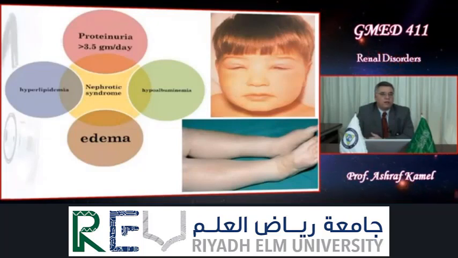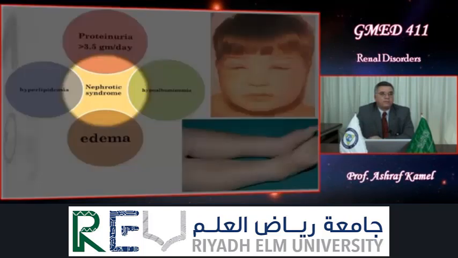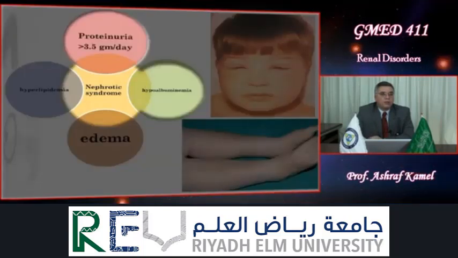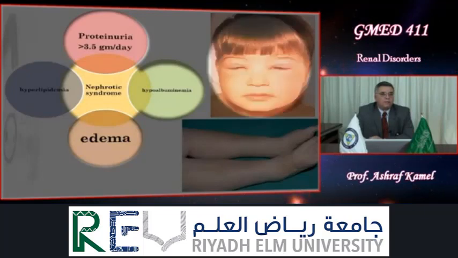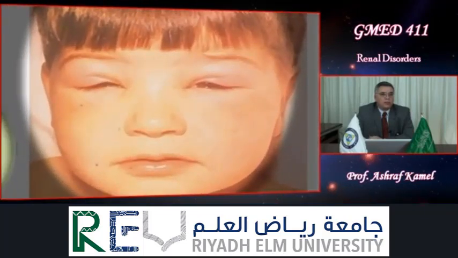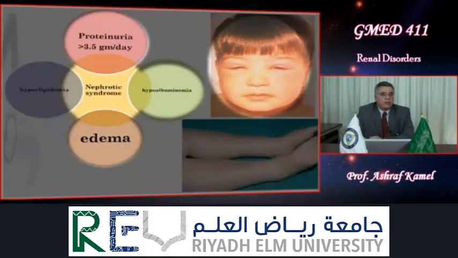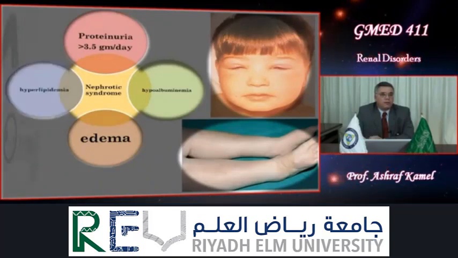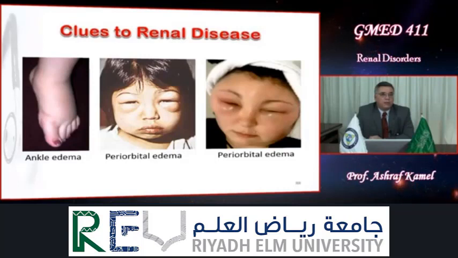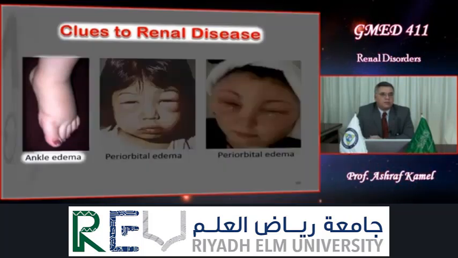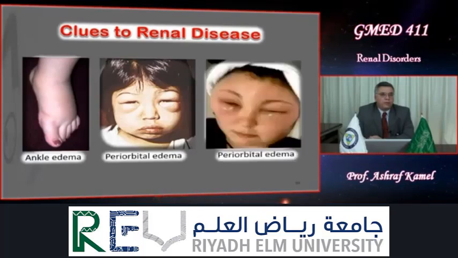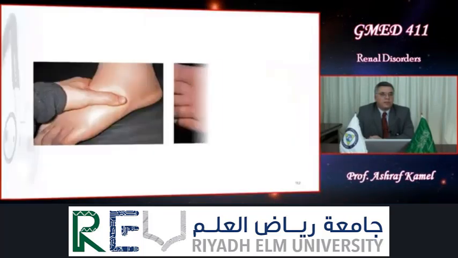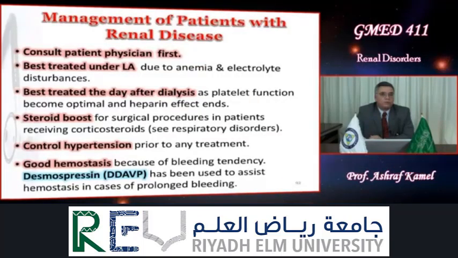These are the manifestations of nephrotic syndrome that include hypoalbuminemia, the proteinuria, hyperlipidemia, and edema. Edema is most commonly seen in the eyelids. You notice the periorbital edema in this child, as well as peripheral edema. And finally, the fourth manifestation is hyperlipidemia. And these are clues to renal disease: ankle edema, periorbital edema. This is how to test for edema by finger pressure.